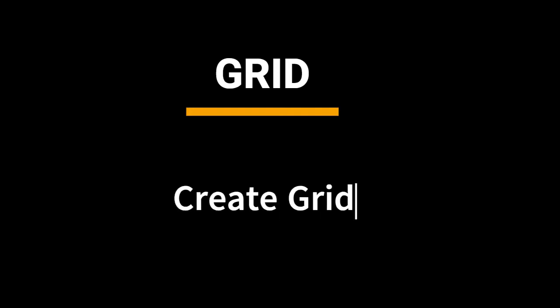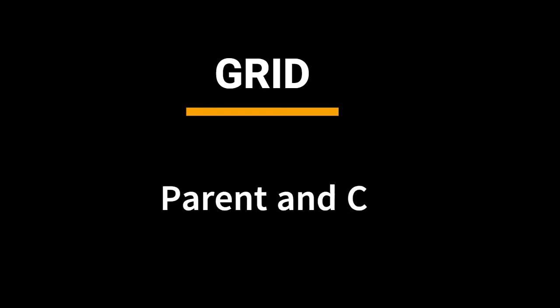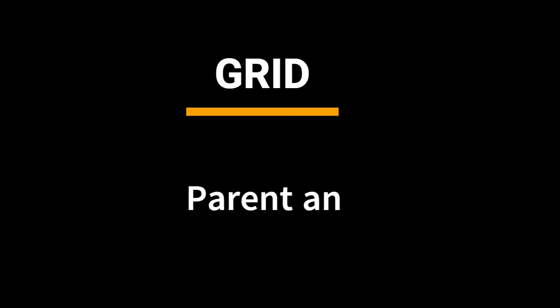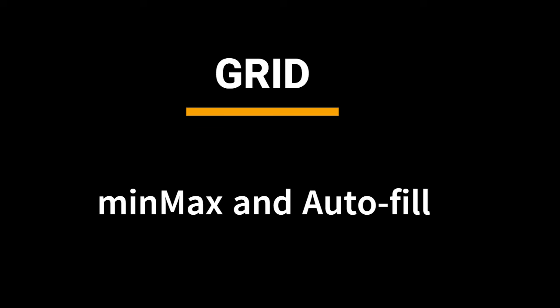And next, we're going to look at grid. Grid is just like Flexbox, but different. We're going to look at how to create a grid, both the parent grid and the child grid, and then we look at templates, columns, rows and gaps, and how to justify and align them. That is what we're going to be doing. We're also going to be looking at min-max and autofill.